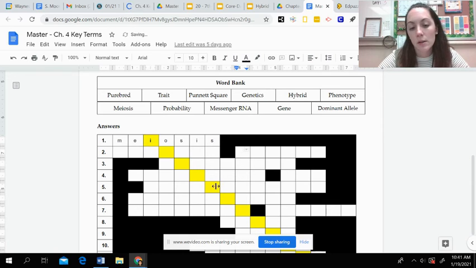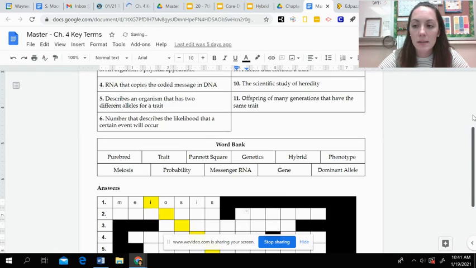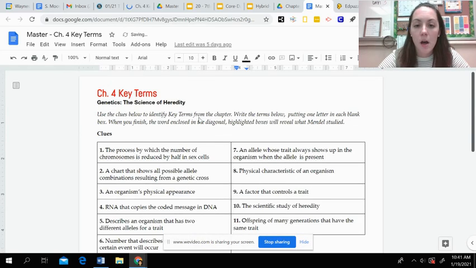Then the letters that are in the yellow box just answer the question of what Gregor Mendel studied. Once you're done with these key terms, please make sure you submit them. We will do a check of the key terms tomorrow, so Friday, but this is graded, so please make sure that you get them done and turned in as well.